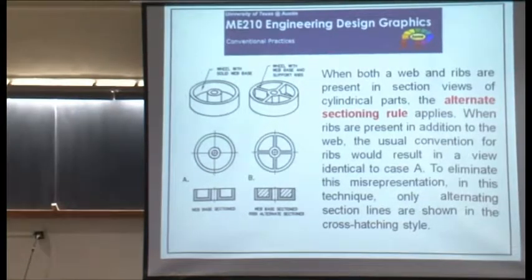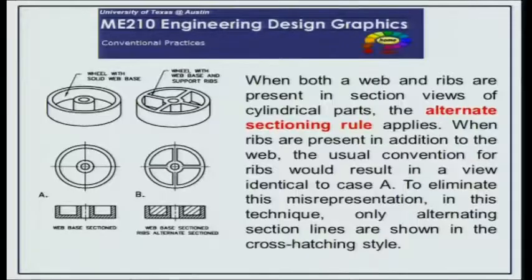When ribs are present in addition to the web, the usual convention for the ribs would result in a view identical to case A. If you section this guy, okay, you would see this part cross-hatched. Okay? Not this part. Okay? So this is a case with only a web that connects the hub, the center part of the roller, to the rim, the outer part of the roller. Okay? But on the other hand, if you also have these ribs, okay, what do we do?